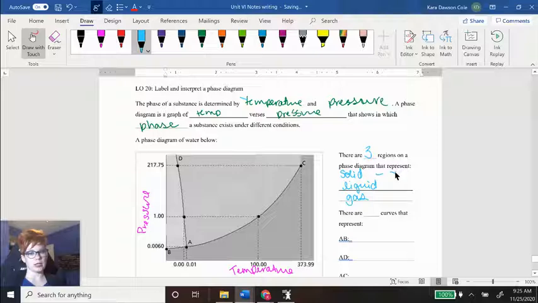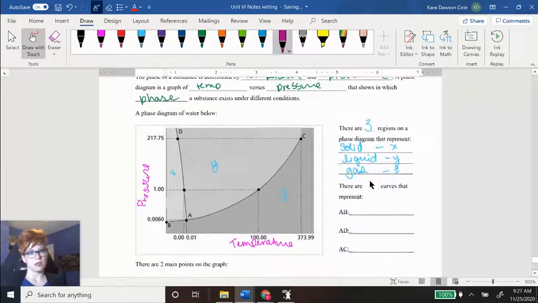And I'm going to label this as X, this is Y, and this is Z, just so that I don't have to write all over this. The smallest part is the solid, the middle part is the liquid, and then the very bottom part down here is the gas phase. Now, also on the diagram, there are 3 curves that represent the changes of state.